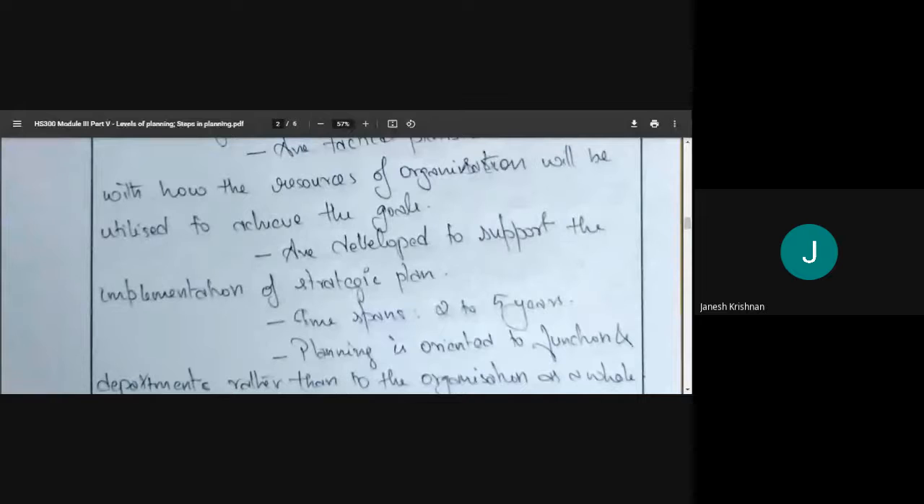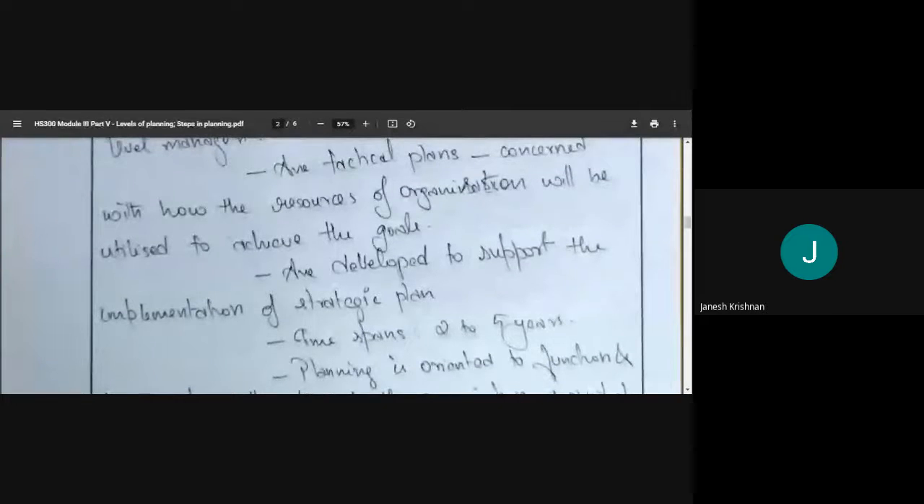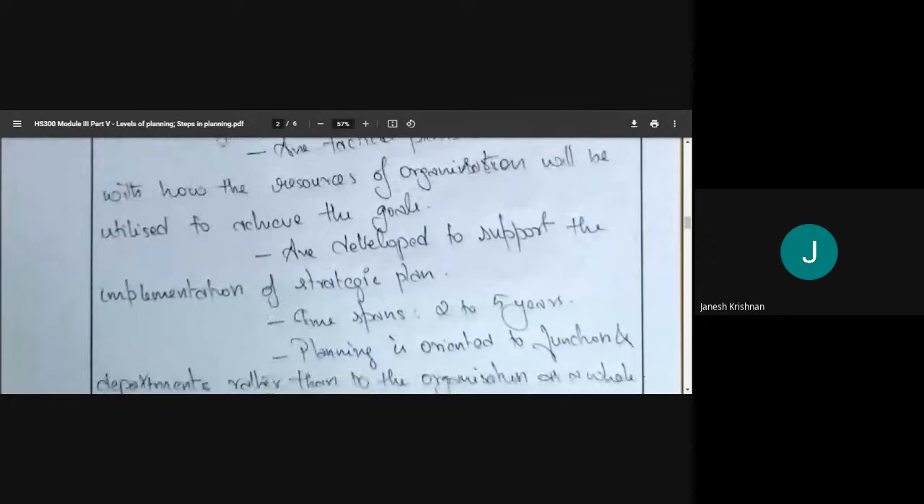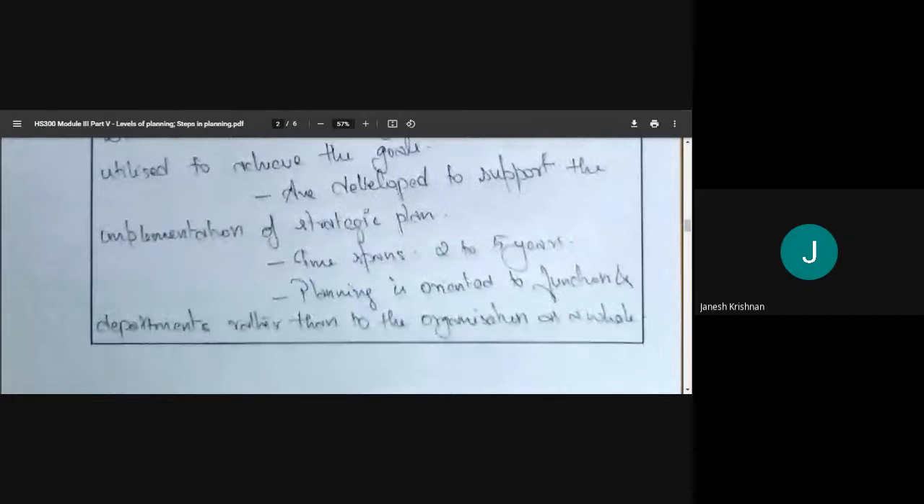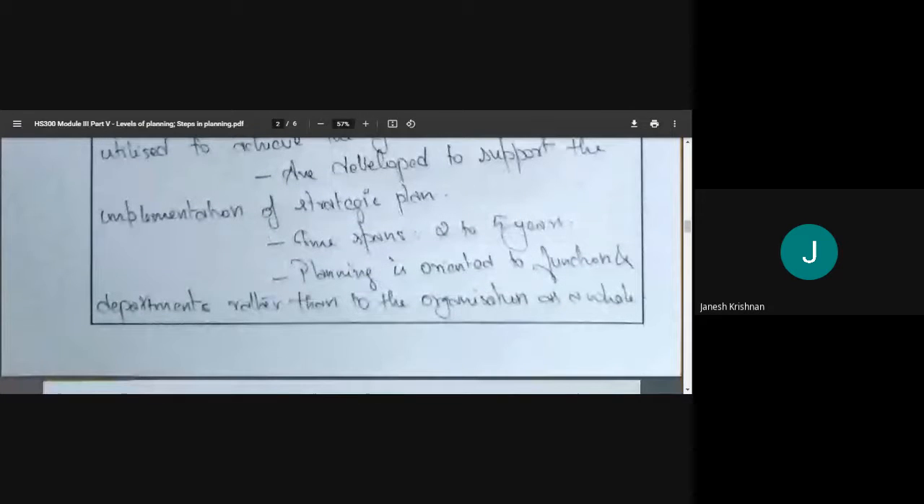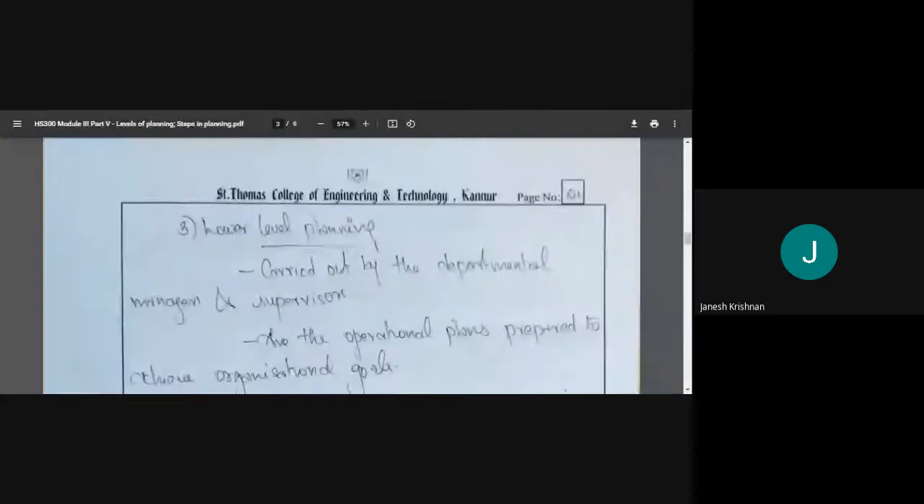That is concerned with how the resources of the organization will be utilized. Okay. The time span is again 2 to 5 years, and the planning is oriented to the functioning of the departments rather than to the organization as a whole.